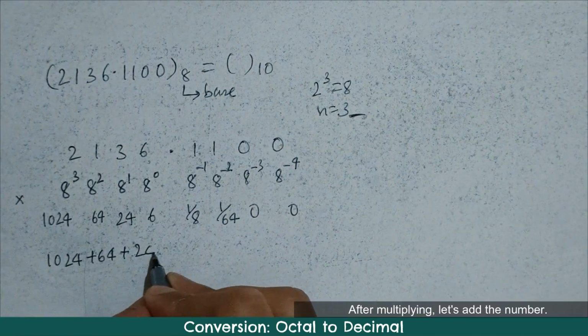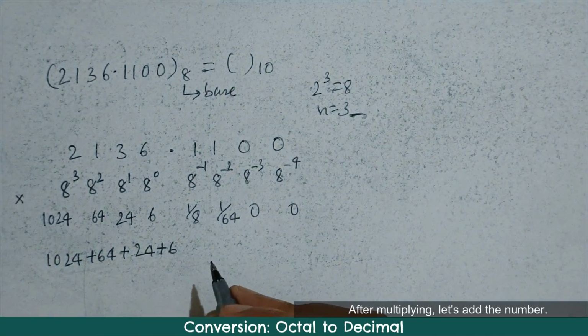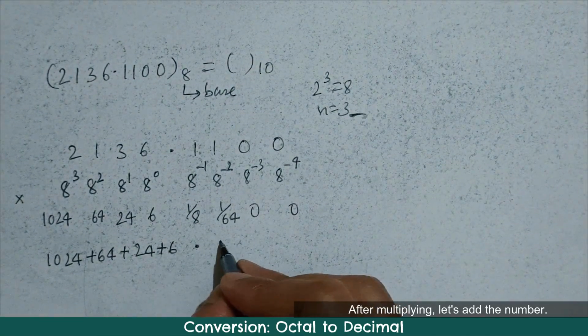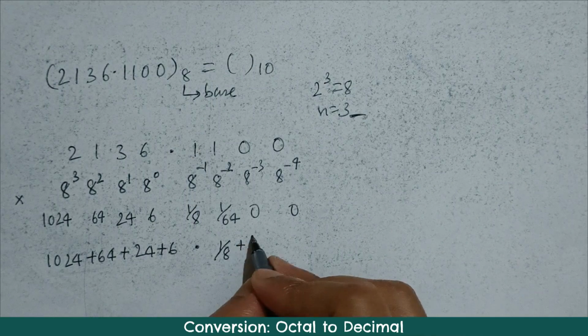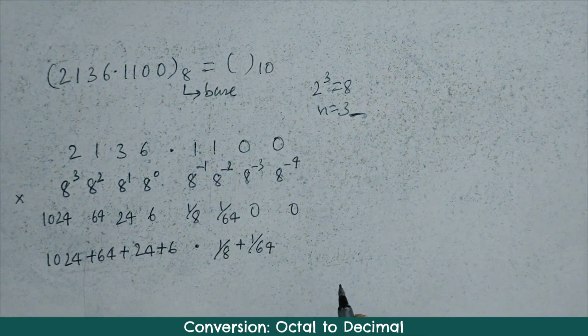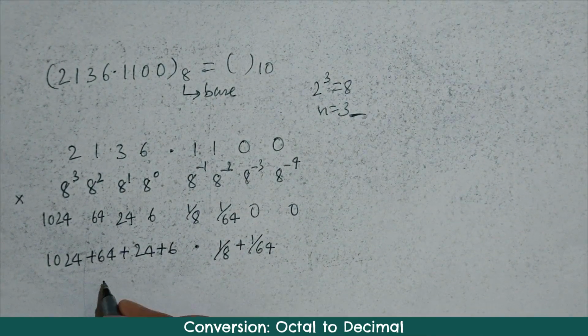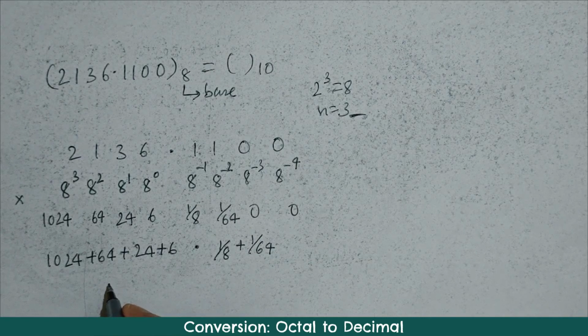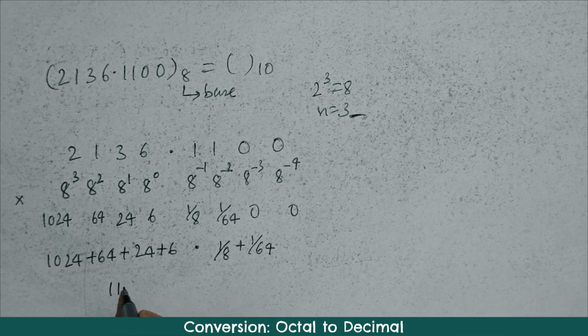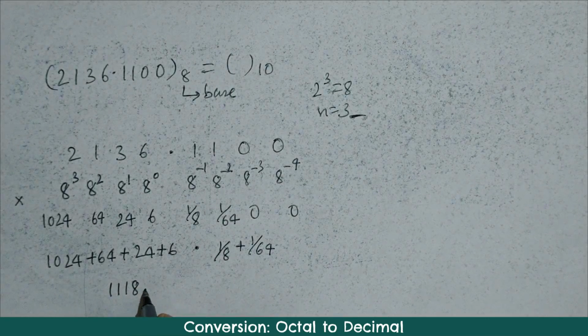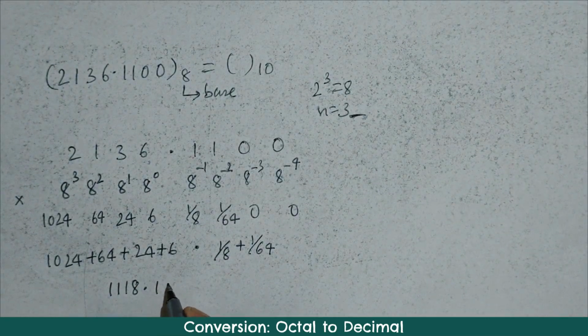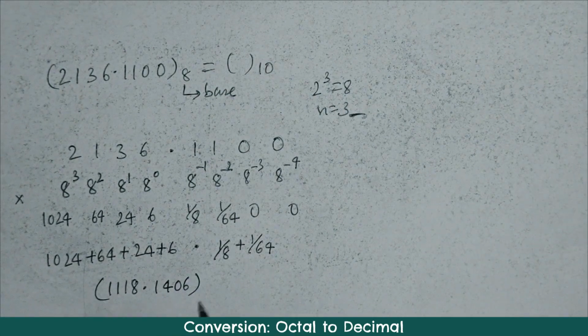After multiplying, let's add the numbers. So, 1118.1406 will be our final decimal number.